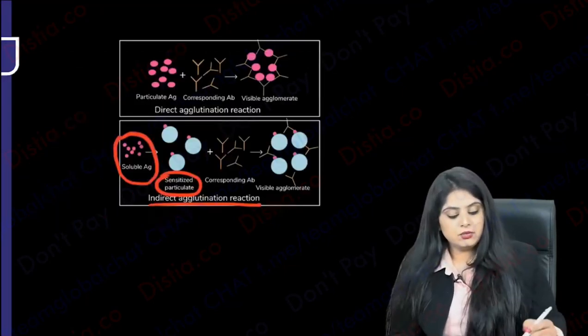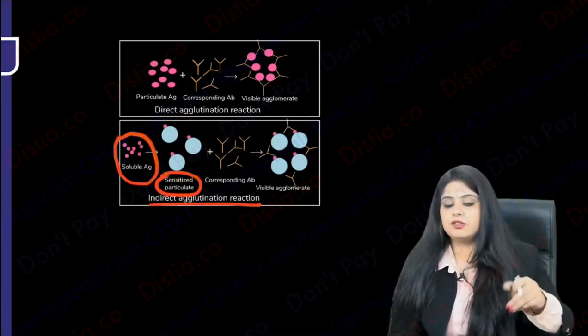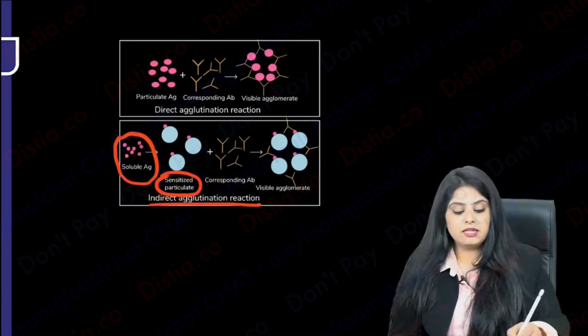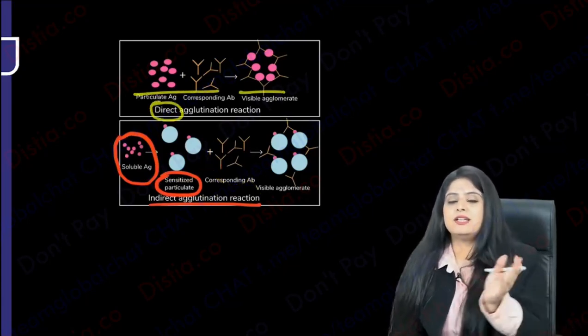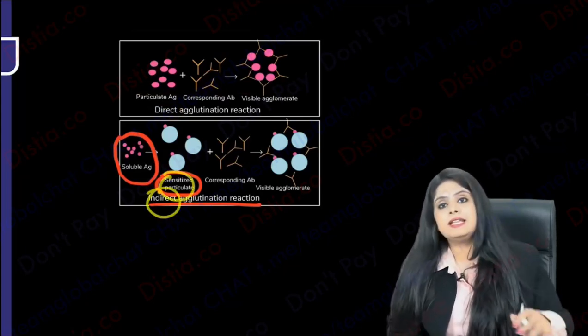So look at that slide. You have a soluble antigen. First you stuck it onto some latex or something. Then you added an antibody and then you got a reaction. So simple. In direct, what was it? Antibody, antigen, direct. Done. But in indirect, first you convert it into particulate and then you do the reaction.